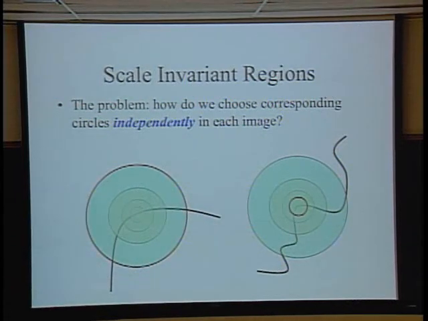The problem is we can't just pick the same region size on the left and the right because, as you can see, on the right, the much larger region has a bunch of other stuff in it besides that one corner. So we have to actually compute something over multiple scales of the images.